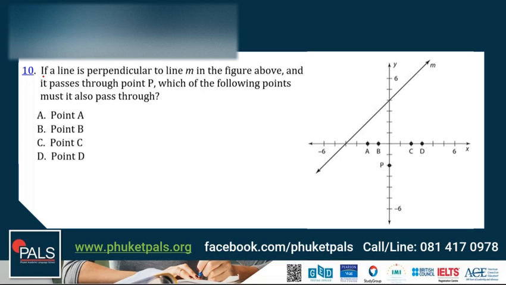Number 10. If a line is perpendicular to line M in the figure above and it passes through point P, which of the following points must it also pass through? So perpendicular line means it crosses line M at a 90 degree angle. So between A, B, C, and D from P, it's only A that crosses the line M at a 90 degree angle. So the answer is letter A.